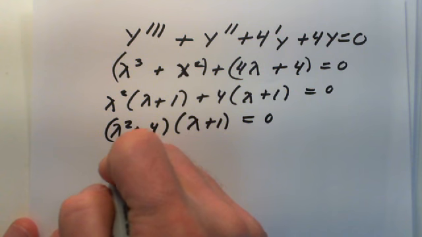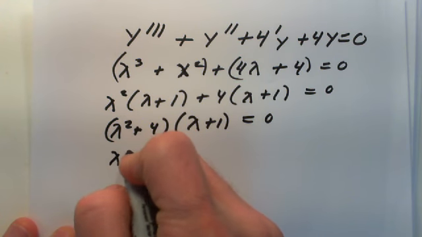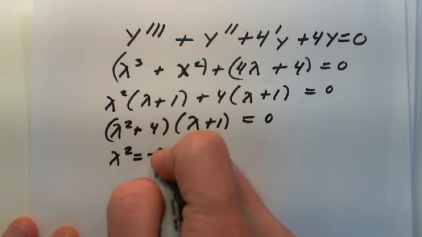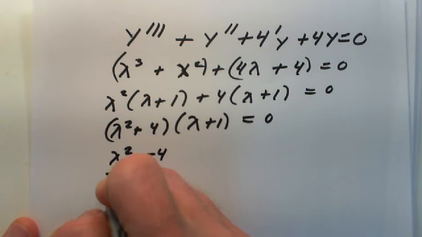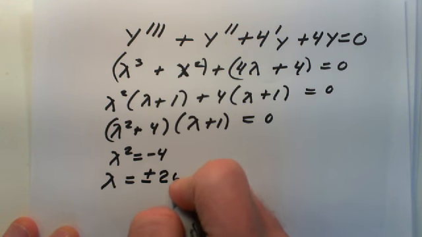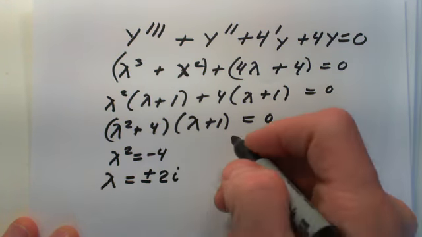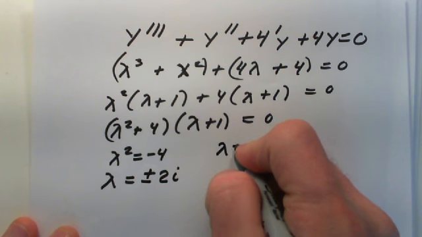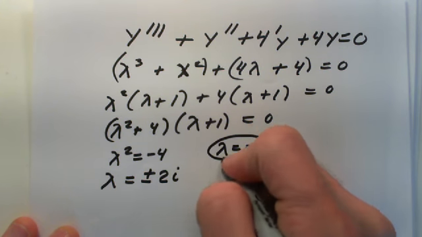Okay, let's go ahead and solve for lambda squared plus 4. That's going to give me lambda squared is equal to -4. When we solve for that, now we're going to get a complex solution. So that's going to give me a plus or minus 2i here. Okay, when we solve over here, we're going to get lambda is equal to -1.